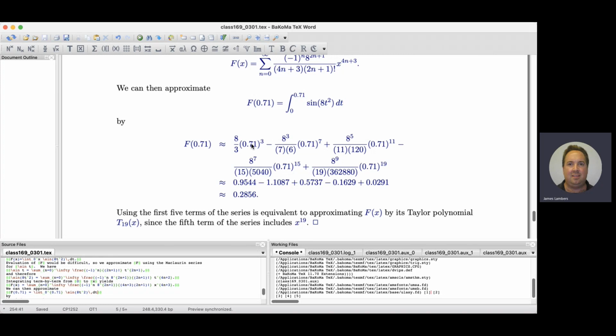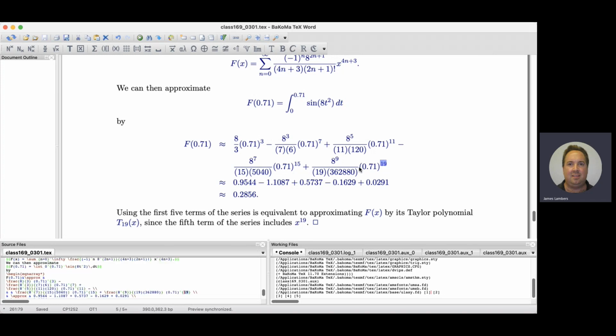So as I mentioned down here, by using the first 5 terms, I'm approximating the integral, or not the integrand, but the integral, by its Taylor polynomial of degree 19, just because 19 is the highest power of x that we have here.